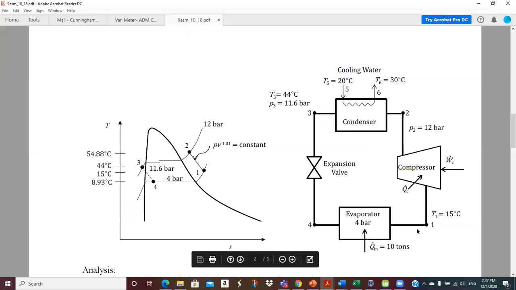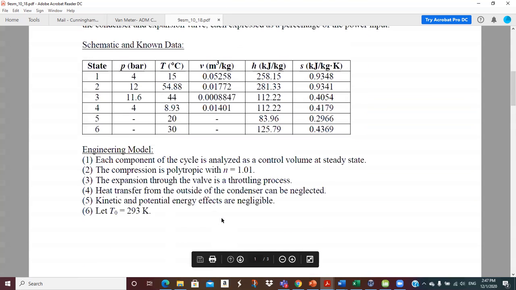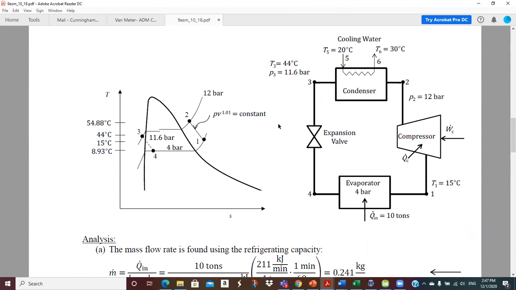Okay, so in the evaporator, we're showing superheated vapor coming into the compressor. And this is our polytropic process from 1 to 2. And then we condense from 2 down to 3. 3 is a little subcooled. And then 3 to 4 is constant enthalpy down to the low pressure side of the system at 4 bar. And we have the temperatures listed over here. And then we've got all the state point information in the table, which we'll refer back to.